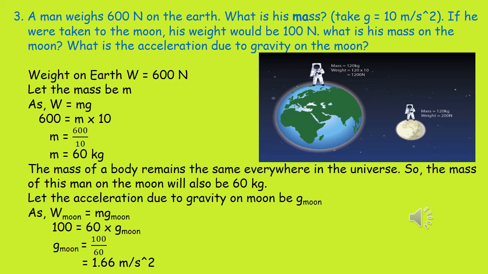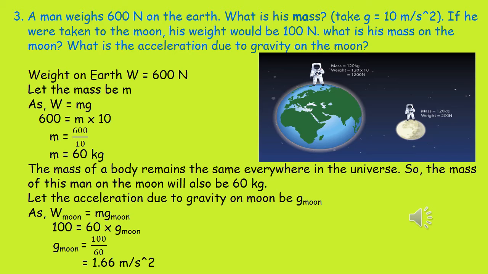Now they have provided the weight on the moon in the question, that is 100. So weight on moon, W moon is equal to m × g moon, where g moon is the acceleration due to gravity on moon, which we have to find out. So we are substituting the given values. 100 = 60, the mass, × g moon, or g moon is equal to 100 by 60, that is 1.66 meter per second square.